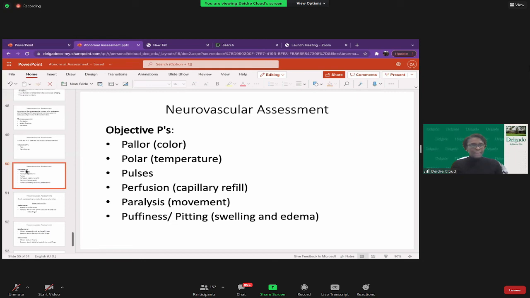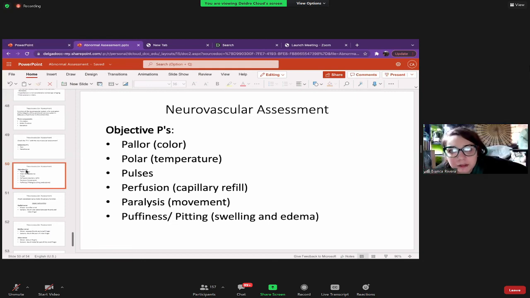And how would you document it if you didn't use a Doppler? Would you just say amplitude of 0? Like you palpated the pulse, you couldn't actually palpate it, but everything else looked normal, like the color, the temperature, the movement, or would you just?